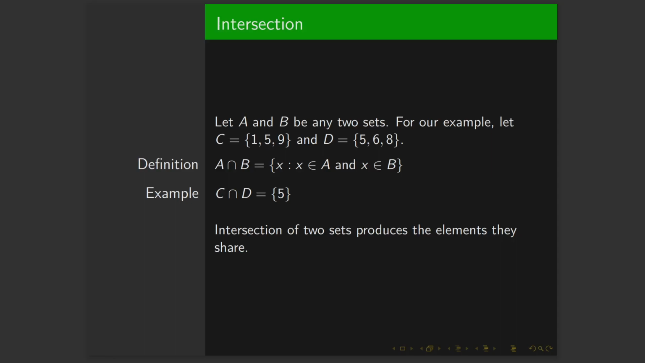Here we use set builder: all the elements of the form x, where x is in A and x is in B. For example, we'll use the same example for everything: C is equal to {1, 5, 9}, and D is equal to {5, 6, 8}. We'll notice that the only thing they have in common is 5. So the intersection of two sets produces the elements that they share, or the elements that are in both sets.